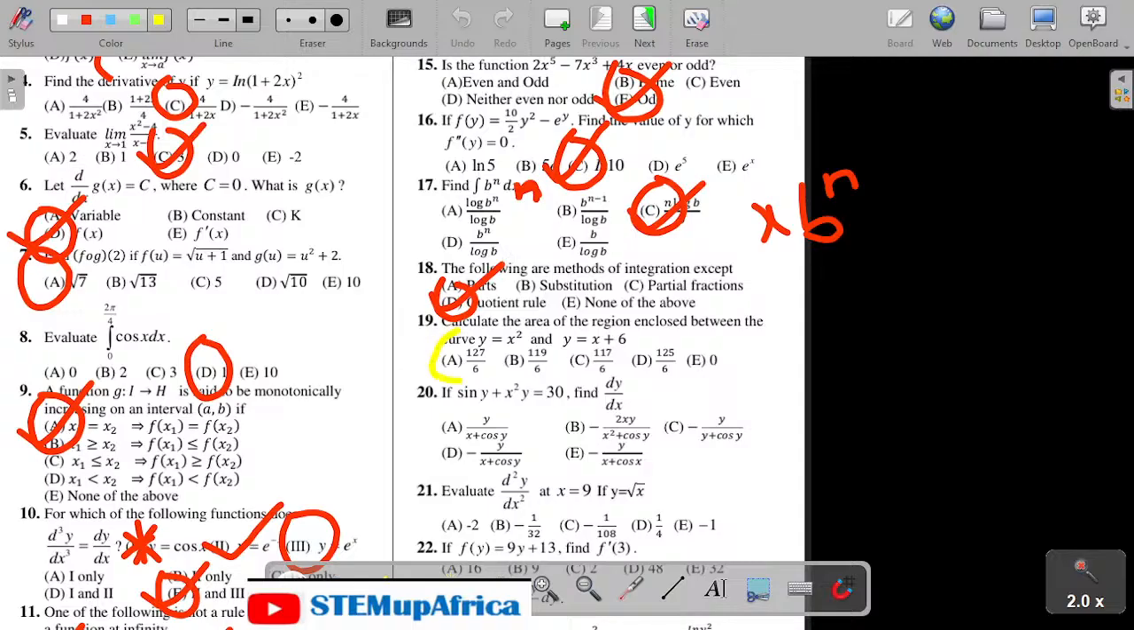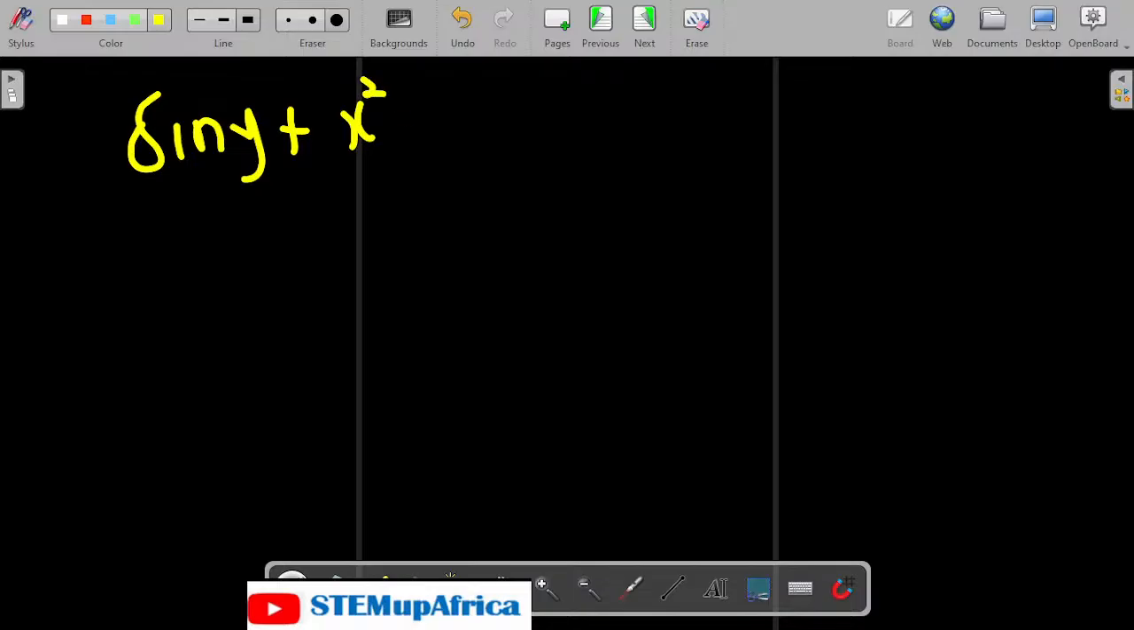So the solution is A. Now they gave us that sine y plus x squared y equals 30, and we should find dy/dx. We are looking for dy/dx. So without being told, this is an implicit function. When you have a function comprising x and y, it becomes an implicit function.